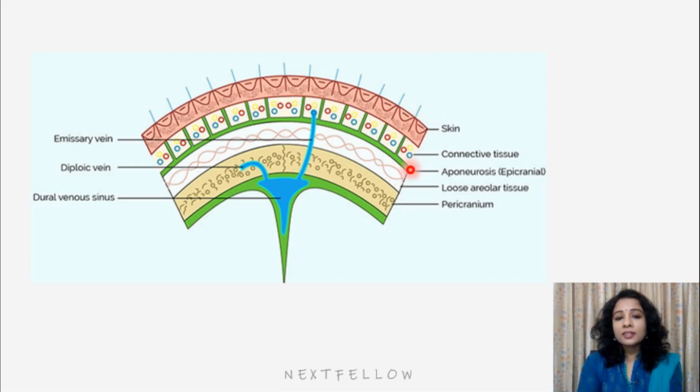These three layers are tightly adherent to each other because of the connective tissue, and these three layers form a single unit which are together called the scalp proper.